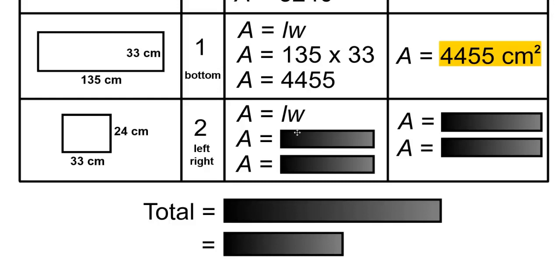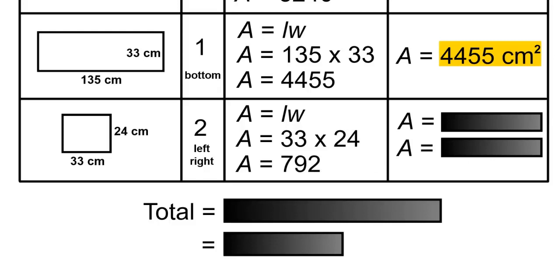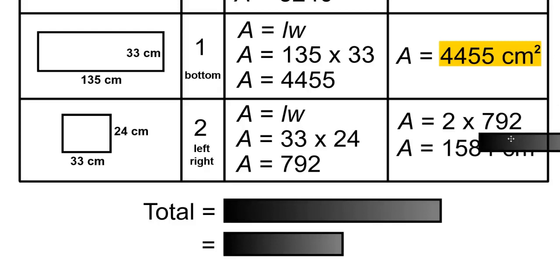Area equals length times width. Area equals 33 times 24. The area equals 792. Multiply that by 2. And we get a total area of 1,584 centimeters squared.